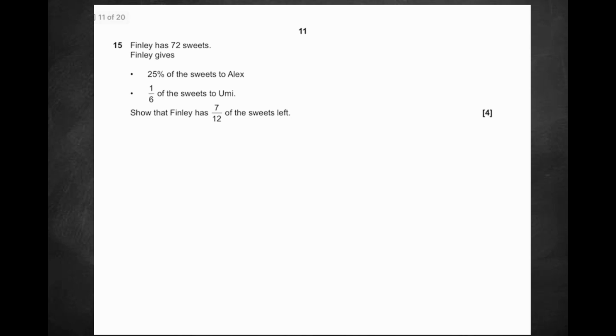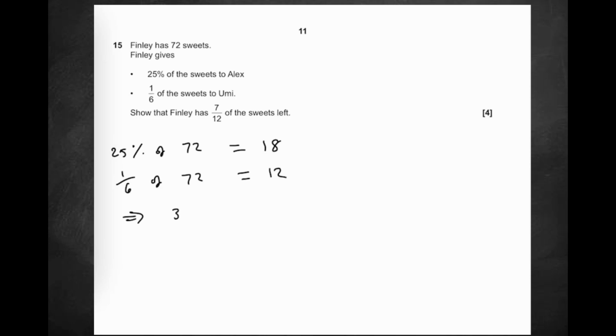Question number 15. Finley has 72 sweets. Finley gives 25% of the sweets to Alex, 1/6 of the sweets to Umi. Show that Finley has 7/12 of the sweets left. So 25% of 72 is going to be the same as 72 divided by 4, which is going to be 18. 1/6 of 72 is going to be 72 divided by 6, which is 12.